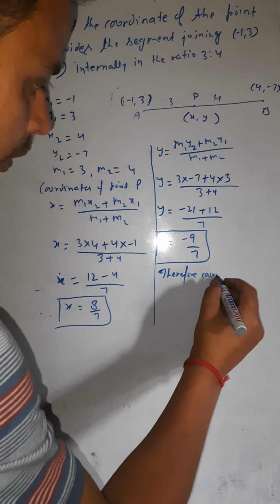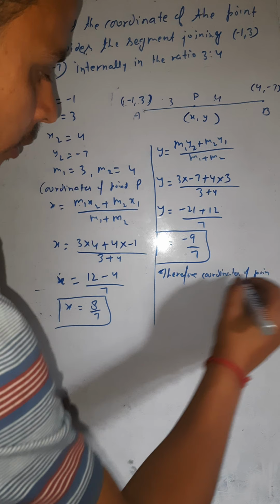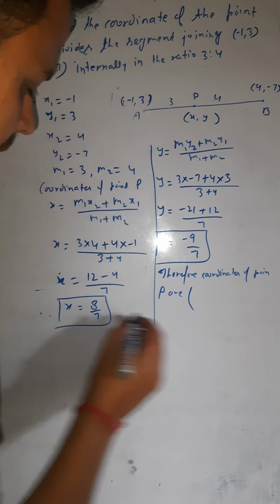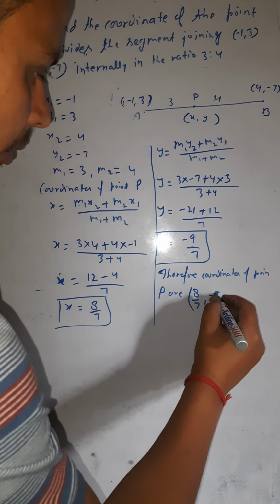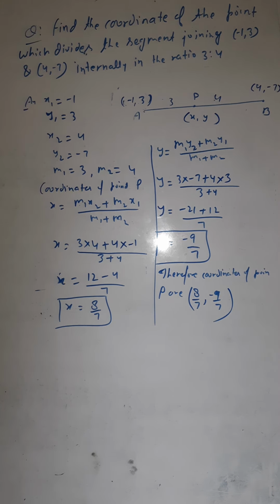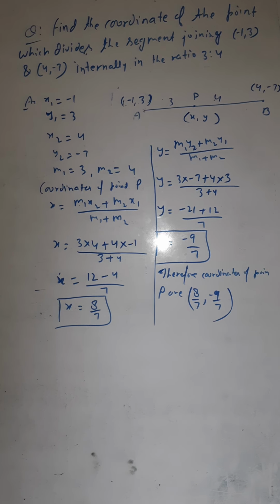Therefore the coordinates of point P are 8 by 7 comma -9 by 7. So this is how you will solve questions related to the section formula. Are you getting this? How to solve? Very good. Only the section formula will be used here. Okay, then let me erase this. Now the next question I am giving.